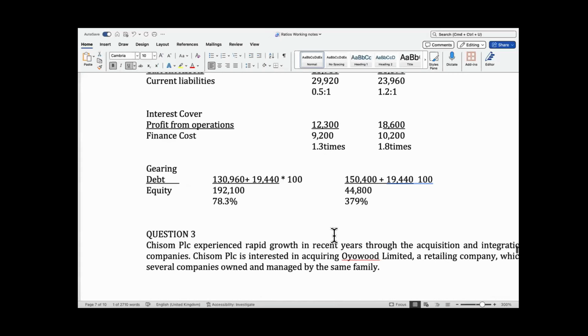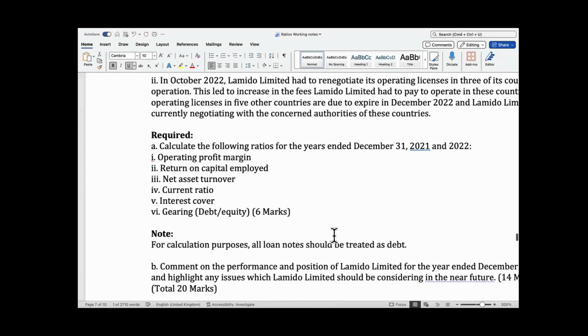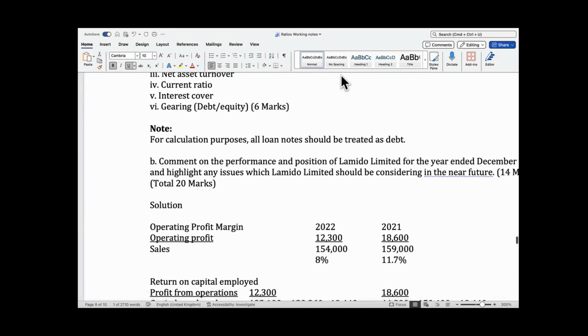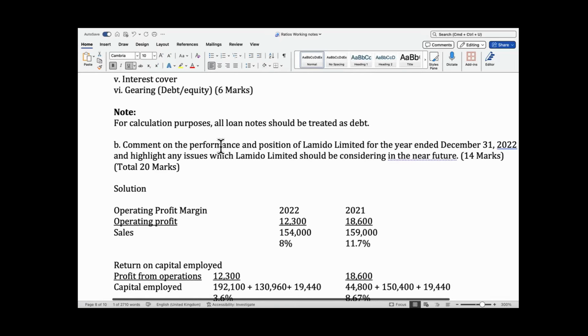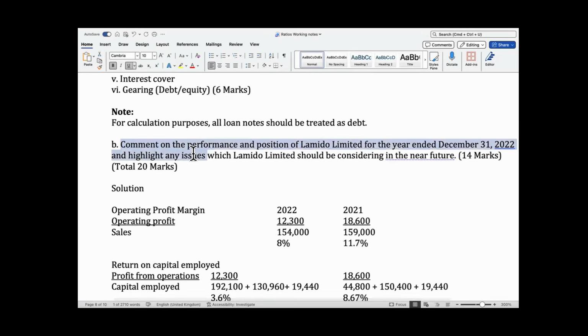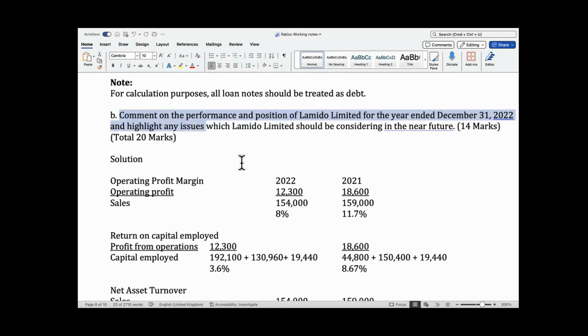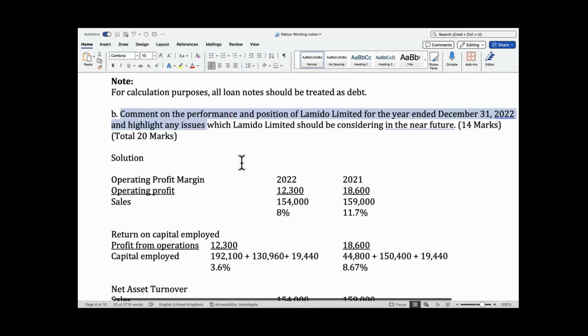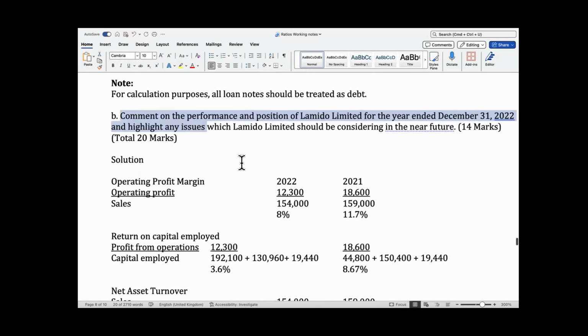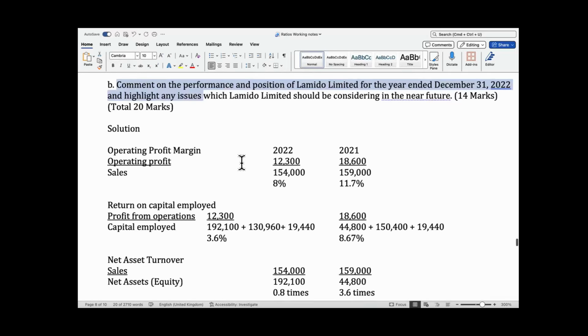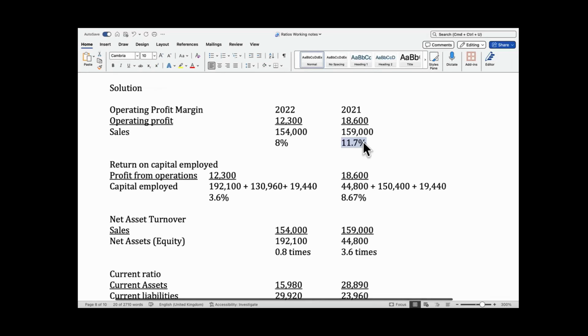Okay, so we have completed these ratios and we can go on and on. I'll send you a note on these comments, on how you can comment on their position and performance. When you're commenting, you will be commenting based on the ratios that you computed. You'll be comparing 2021 to 2022, telling the examiner whether this company is doing well.